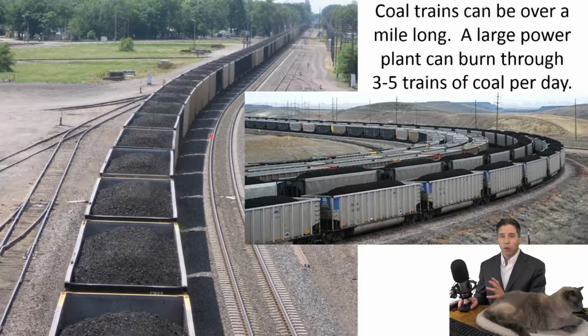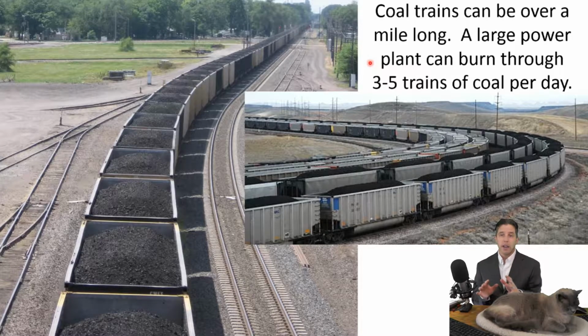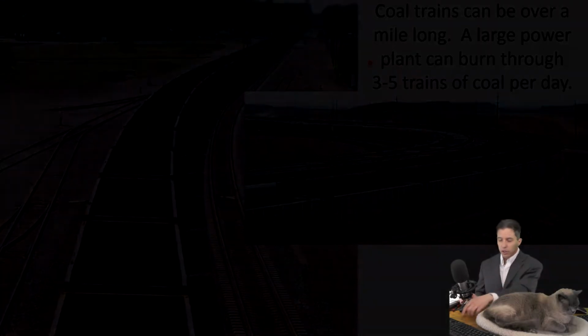And a really big coal-fired power plant, like the one we have in the Four Corners, can burn through 3 to 5 trains of coal per day. So that gives you some kind of amount. It's a staggering amount of coal that we're burning through every single day just to keep generating electricity.